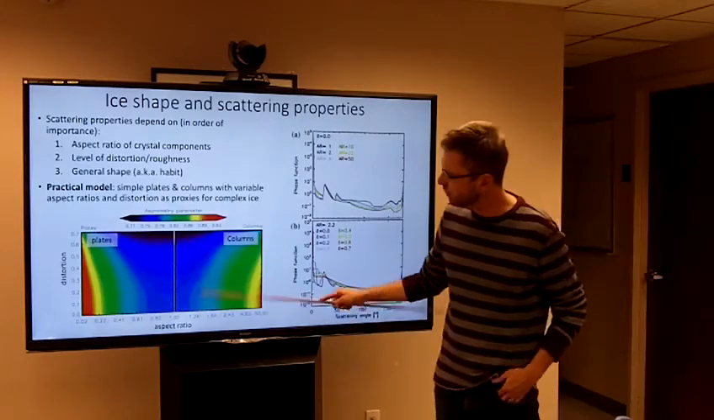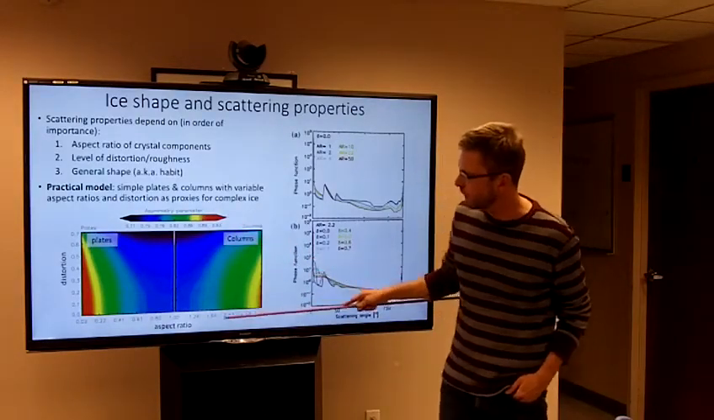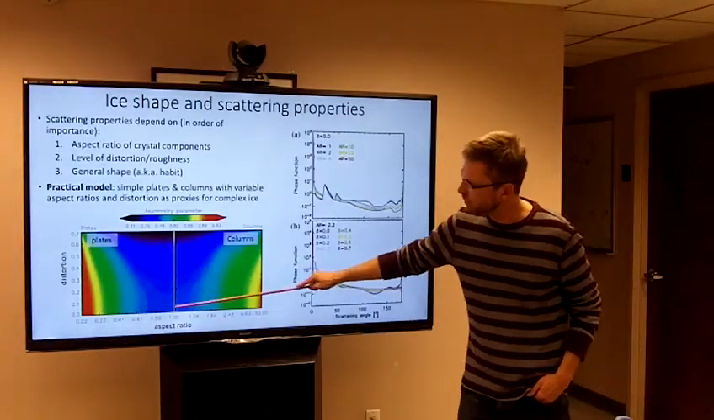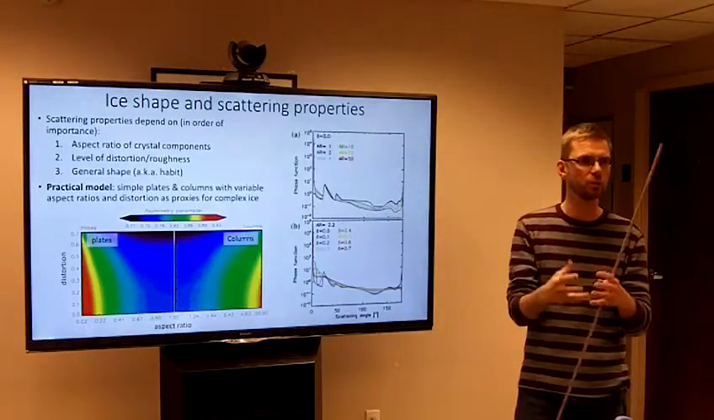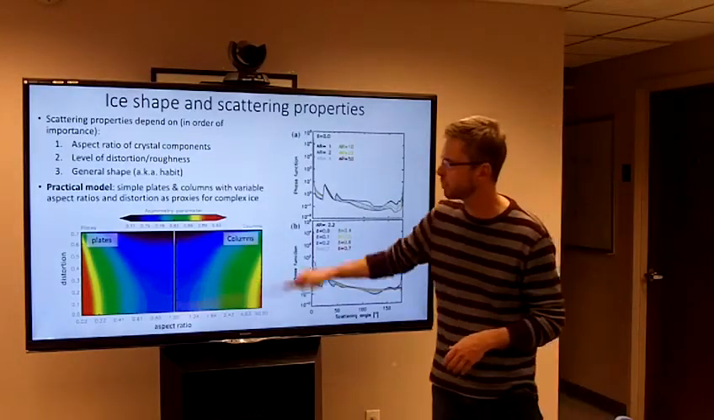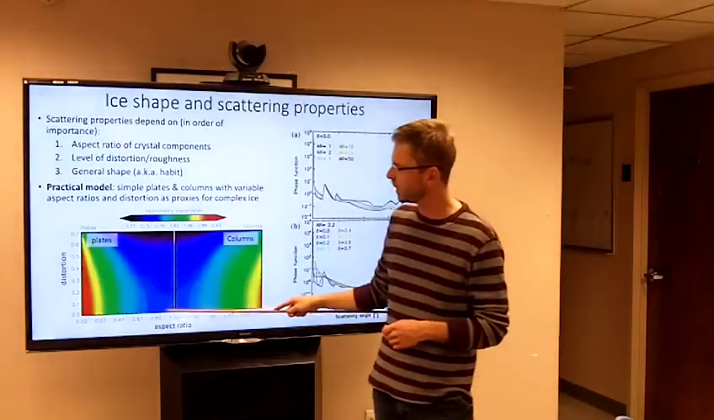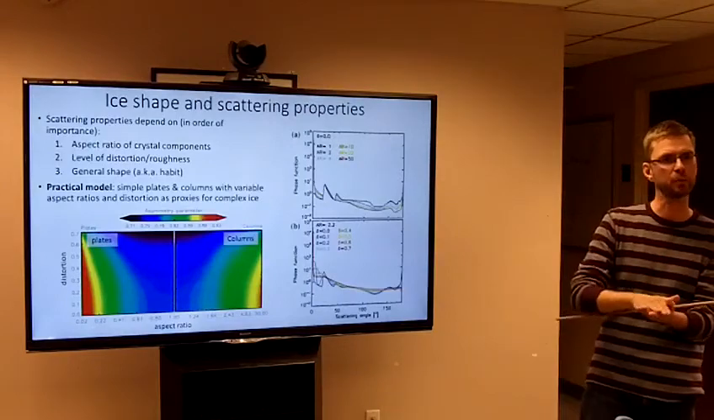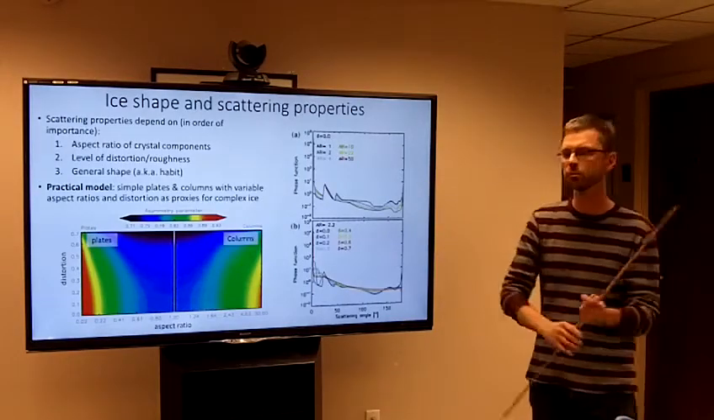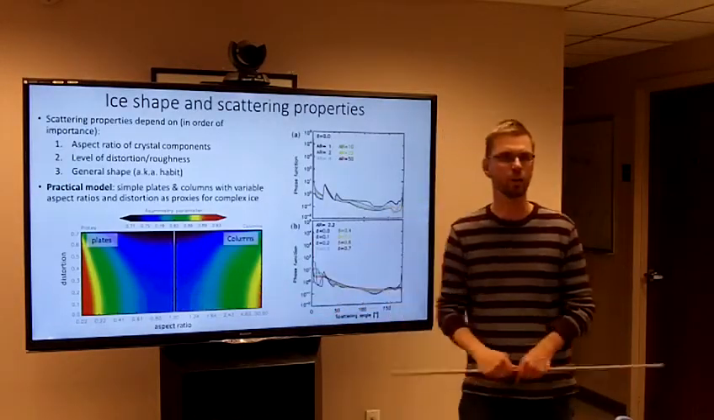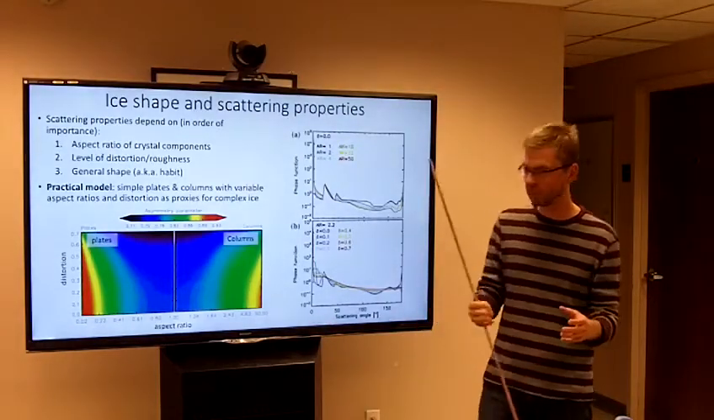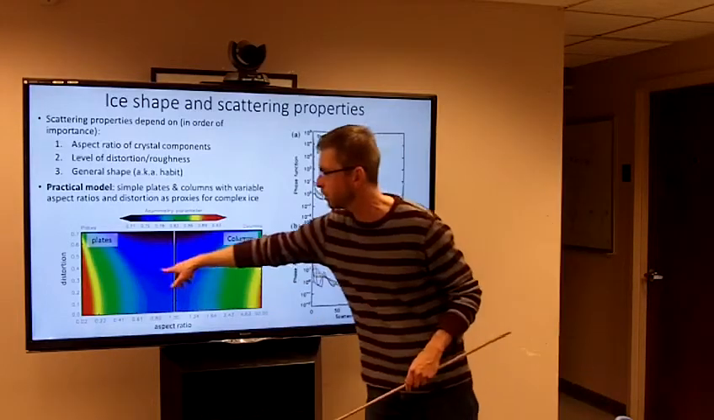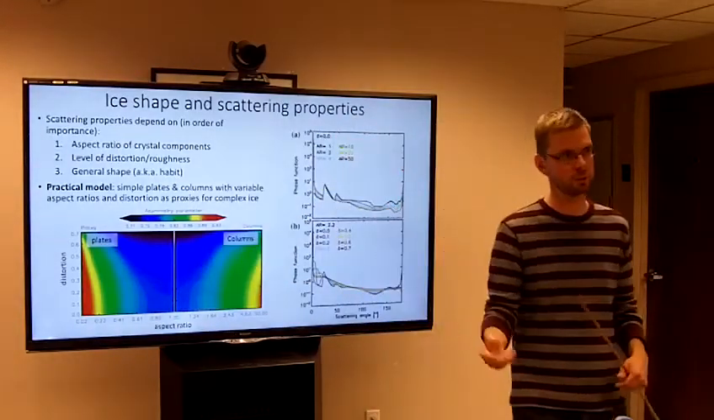And then if you look at the asymmetry parameter, it scales with the distortion, the roughness. If you make rougher and more distorted particles, the asymmetry parameter goes down. And if you make particles with higher aspect ratios, so flatter plates or longer columns, the asymmetry parameter goes up. So if you know the aspect ratio and the distortion of your proxy particle, then you also know the asymmetry parameter in the visible.